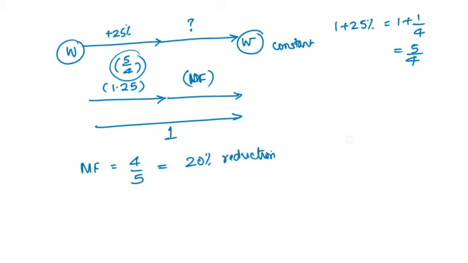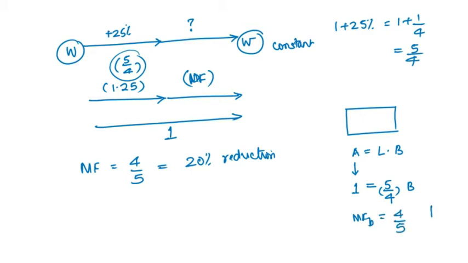So what is the case here? Area is equal to length into breadth. Area remains constant, so the multiplying factor has to be 1. Length increases by 25%, that is nothing but 5 by 4. So the multiplying factor of breadth is equal to 4 by 5. That means it reduces by 20%. My answer should be reduces by 20%.